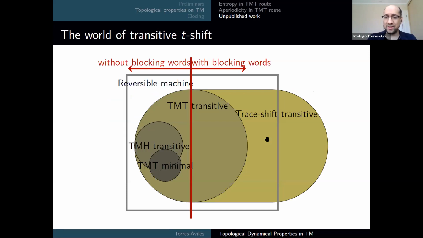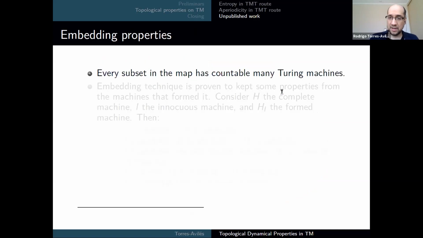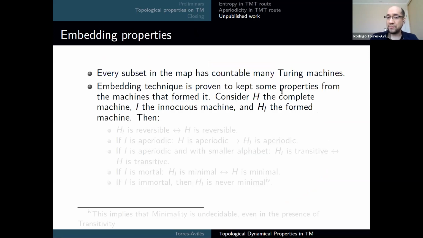Every possible intersection that you can see here has an infinite amount of Turing machines. In particular, here in the intersection between TMH transitivity and TMT minimality is the smart machine. And we can have one example of every possible subset in this map. As I said, every subset in the map has countably many Turing machines, and with the embedding technique, it is proven to keep or erase some of these properties when we get the new machine.